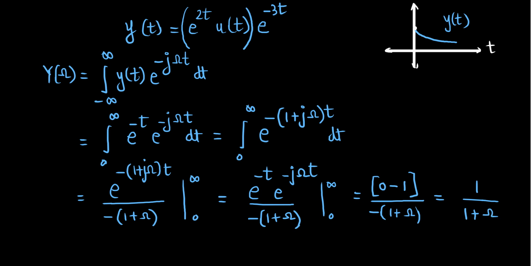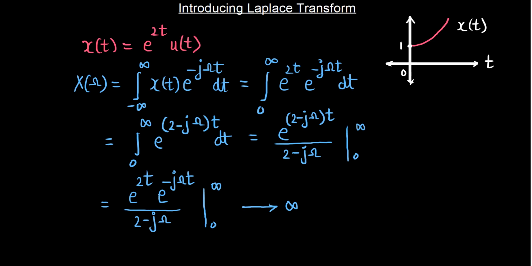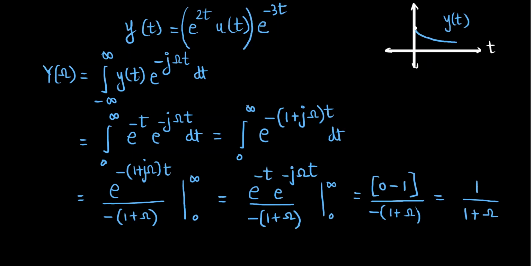So what has happened here: this original signal for which we were not able to calculate the Fourier transform, if somehow we multiply or taper or modify that signal such that it converges, then we are able to find the Fourier transform here. You can see that it is going to be 1 upon 1 plus j omega.